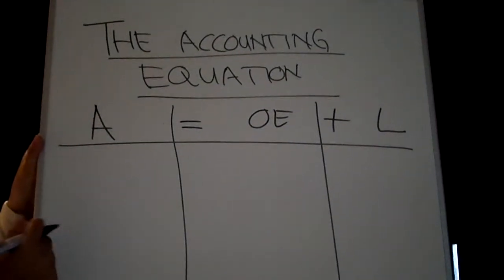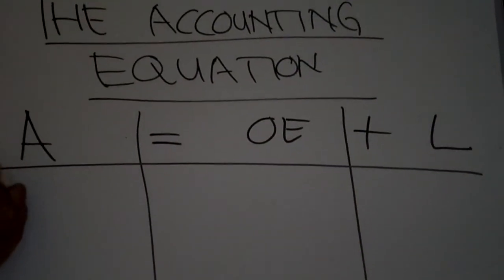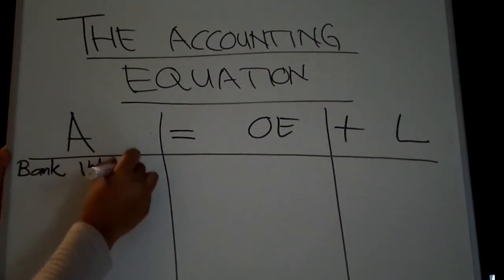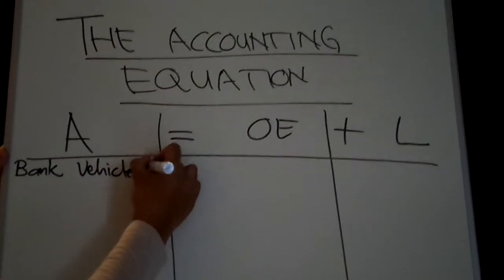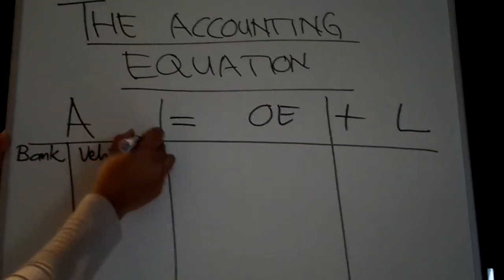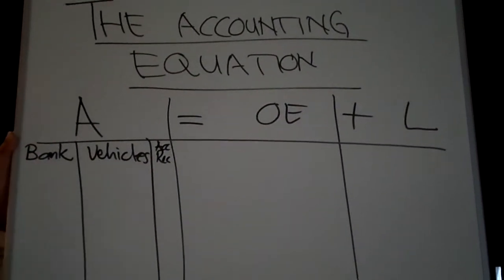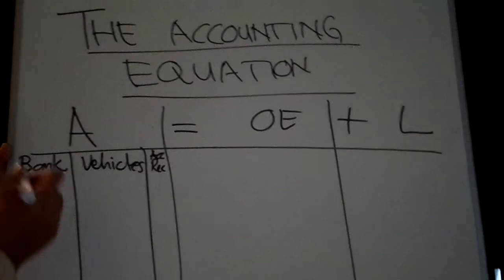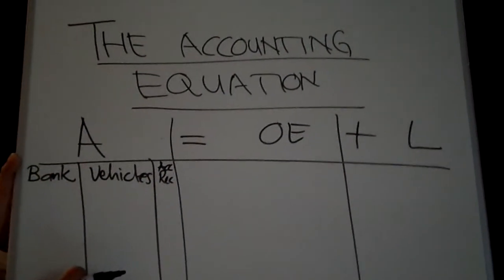I'm going to give examples of 3 assets: bank, vehicles, and let's say accounts receivable. So those will be your 3 columns in the asset section of the accounting equation. Obviously, if you've got 10 assets, you'd have 10 columns under this heading.